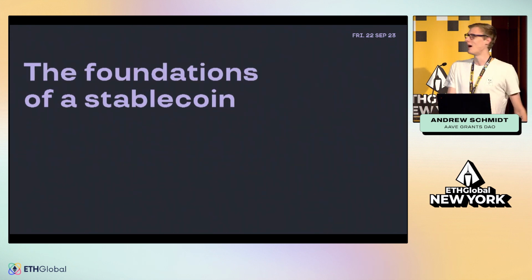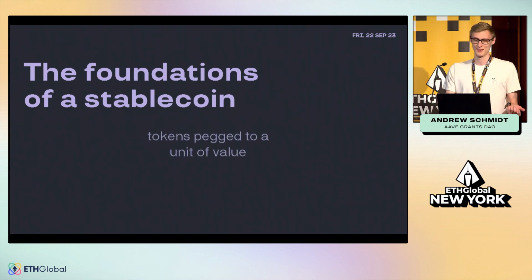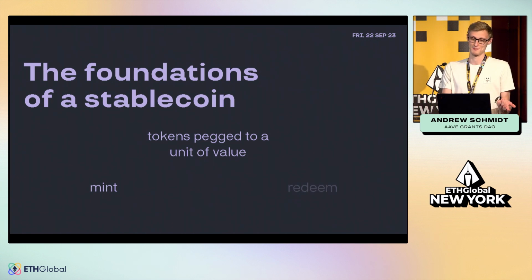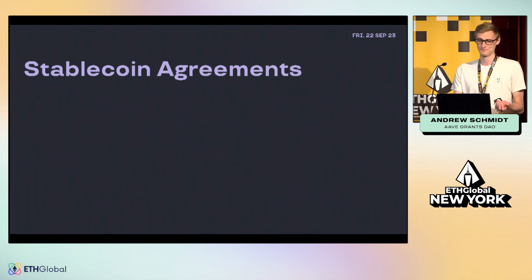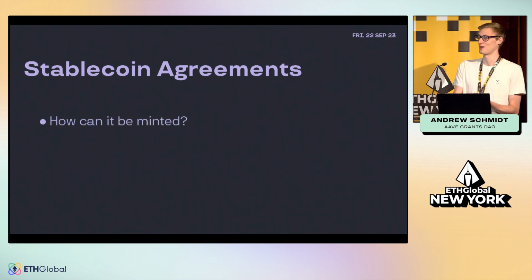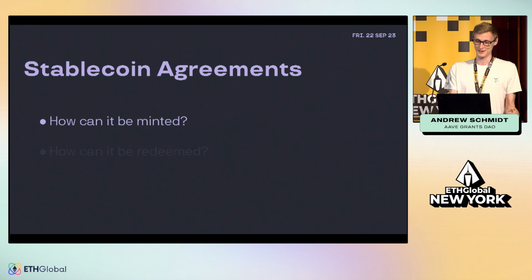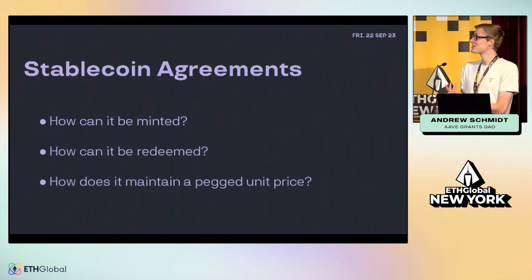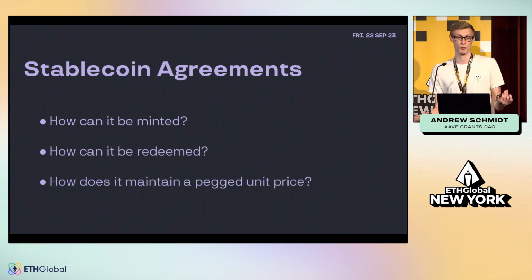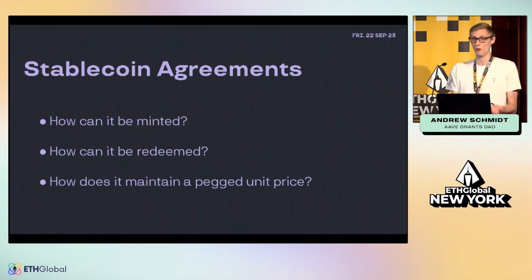So with these agreements in mind, let's look at what the actual agreements are with a stablecoin. Number one, it's a token pegged to a certain unit of value, and it has the ability to do two main things: mint and redeem. So when evaluating a stablecoin, the things you have to ask yourself are: how can it be minted? How can it be redeemed? And how does it maintain its pegged unit price? We're going to look in depth at exactly how the Go stablecoin fulfills these things, and in the process, see how it can be built with.